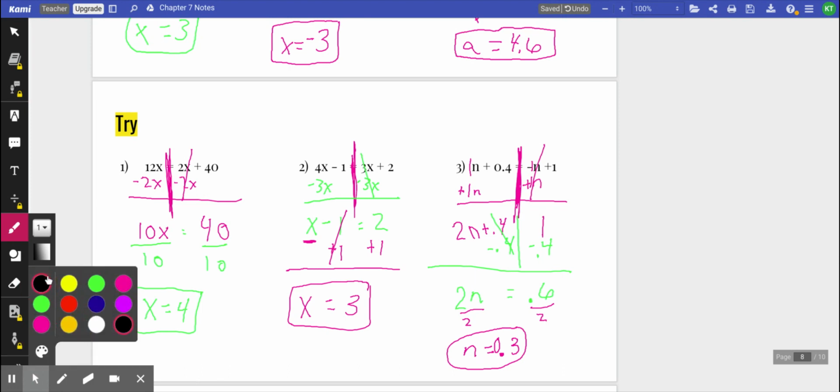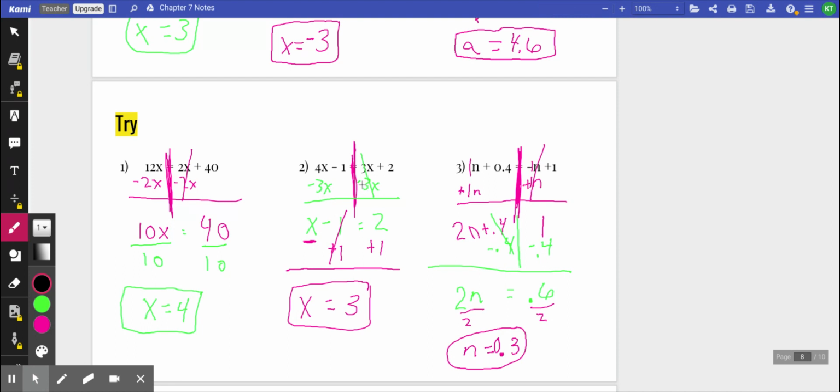All right, let's check and see how you did, right? Number one, started off by subtracting 2x from both sides. You get 10x equals 40. So 10 times something, 10 times x. So we divide, and we should get x equals 4.